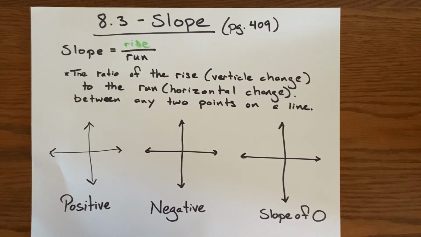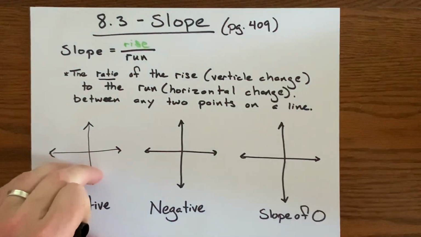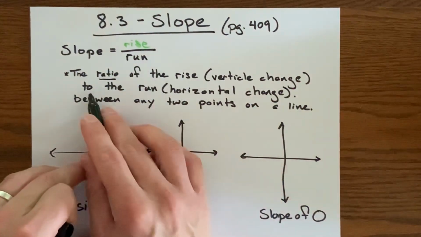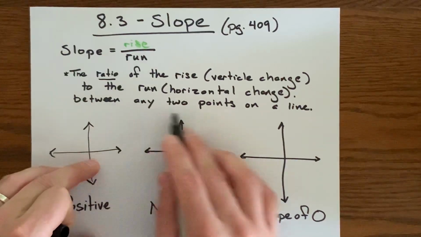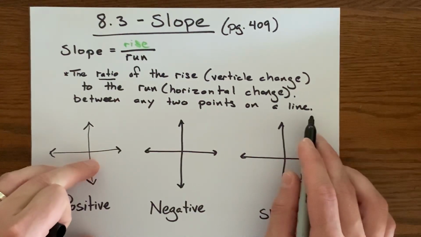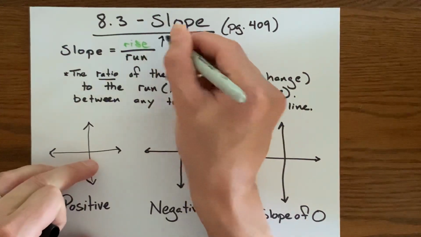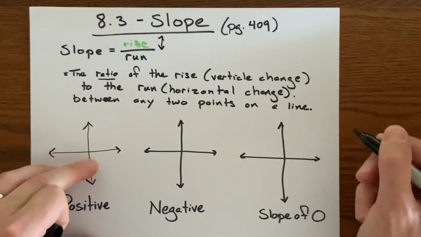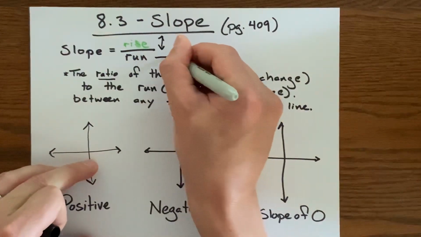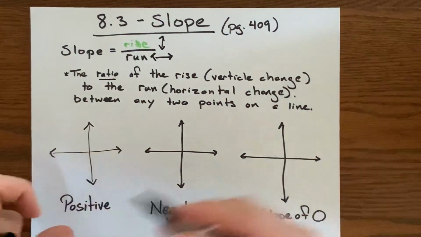So let's get started. The first thing I want to show you is this concept of what a slope is. Slope is the ratio, there's that word again, ratio of the rise to the run between any 2 points on a line. In other words, it shows rise, which goes up or down, a vertical change, and then run this way or this way, on any 2 points in a line.